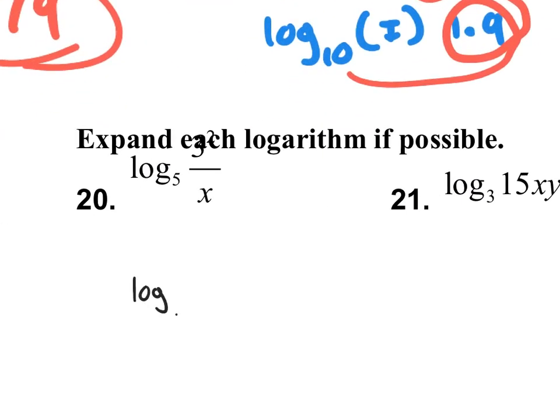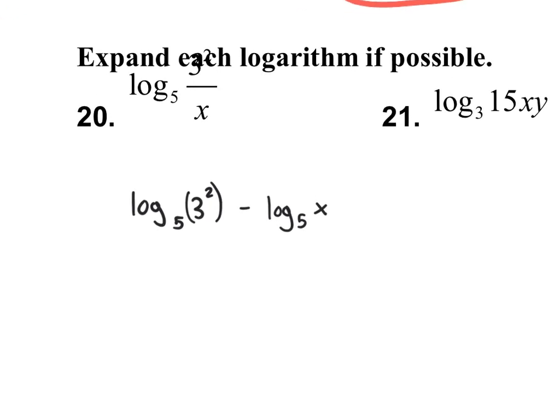So we have log base 5, and then it has 3 squared divided by x. I'm first going to do log base 5 of 3 squared minus, because division corresponds with subtraction, log base 5 of x. And then I can move that 2 out front. So this would be 2 log base 5 of 3 subtract log base 5 of x.